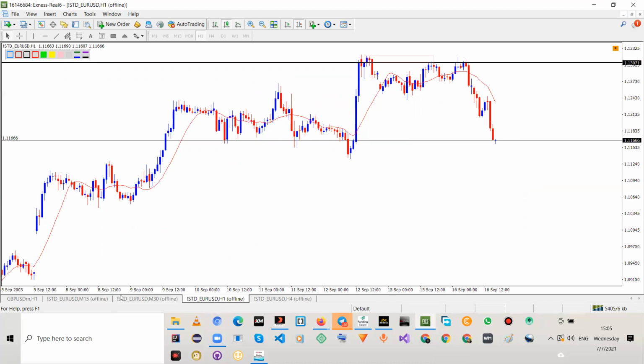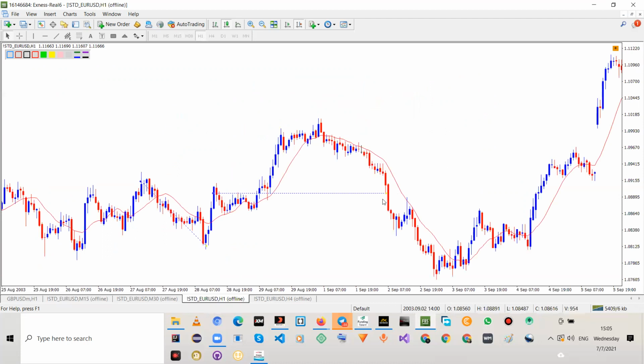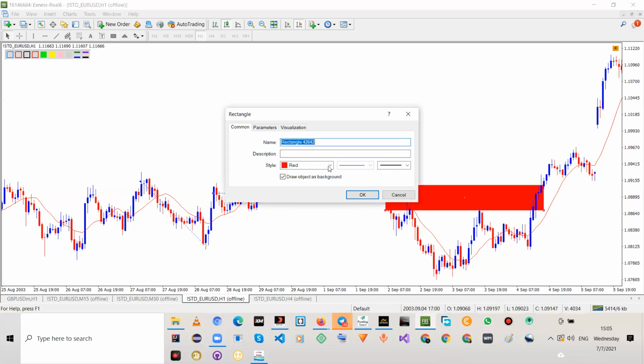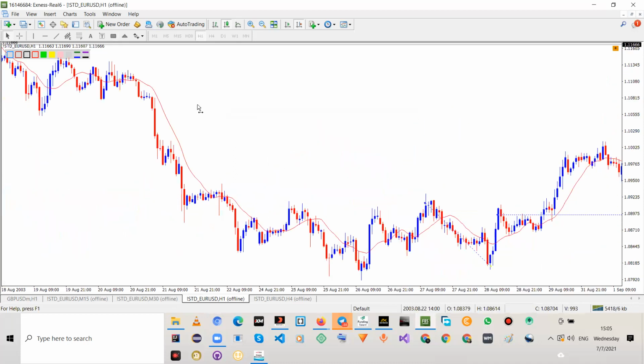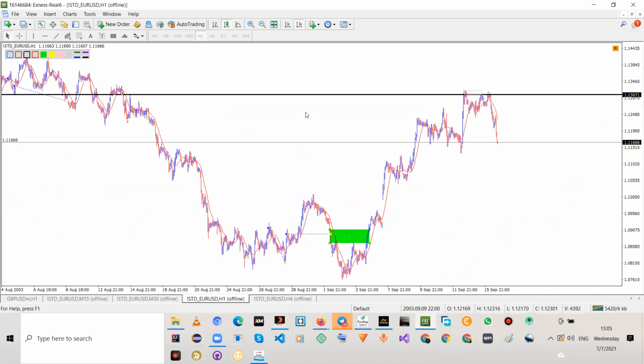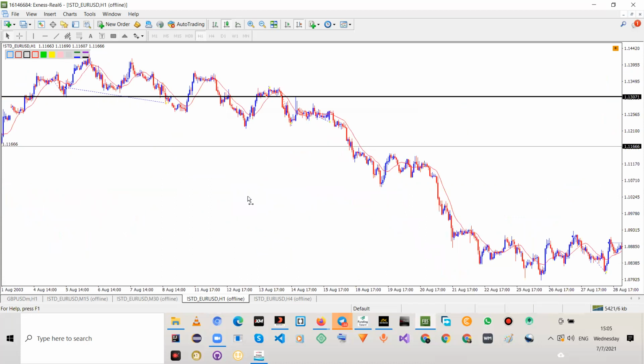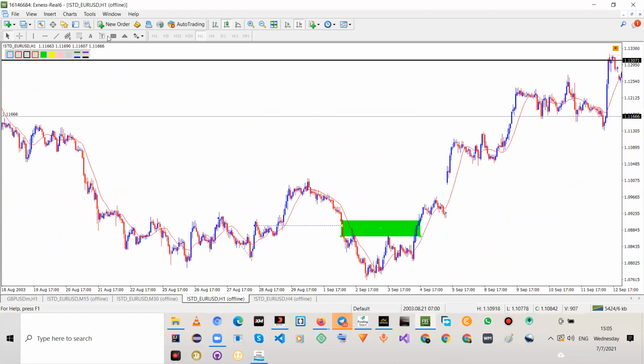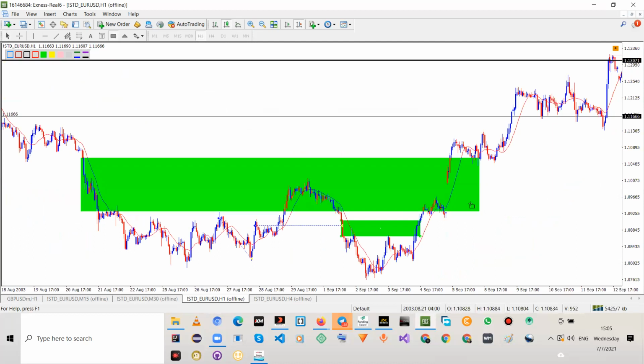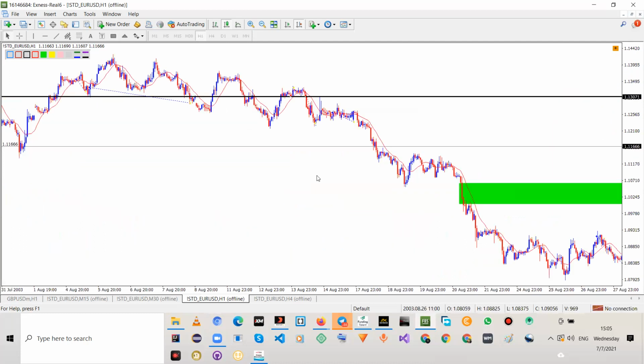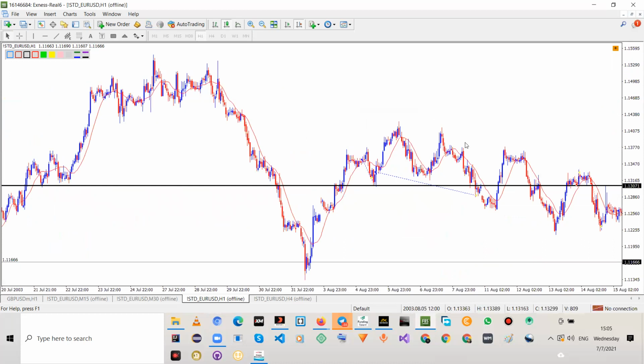So you can see if you just try to continue playing. Liquidity void, if you try to backtest them, you can see here we have a liquidity void. It was filled. Let's use a light color, like lime. It has been filled. Let's try to look for another pair. You can see here, it has been filled. So guys, price always has to be filled.